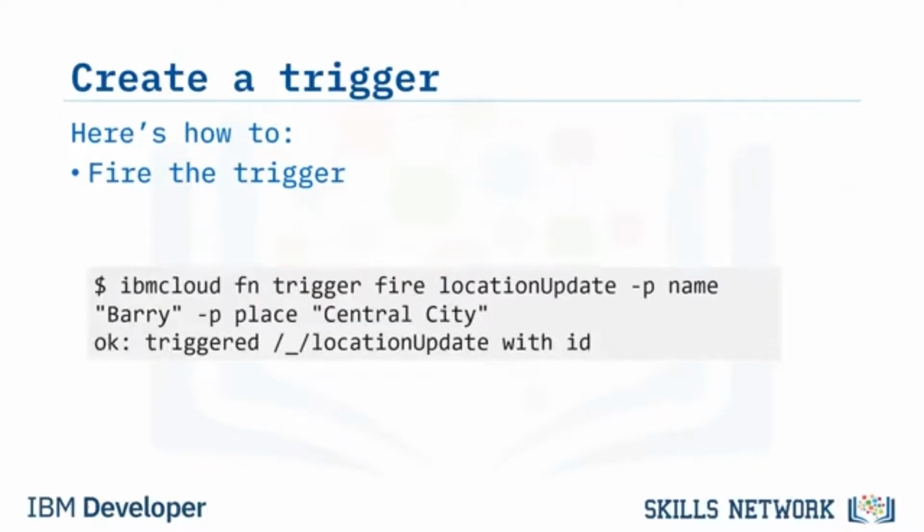Then, use the trigger fire command using the provided parameters. For now, you'll only see a confirmation. Currently, events fired to the location update trigger don't do anything. You must create a rule to associate the trigger with an action.